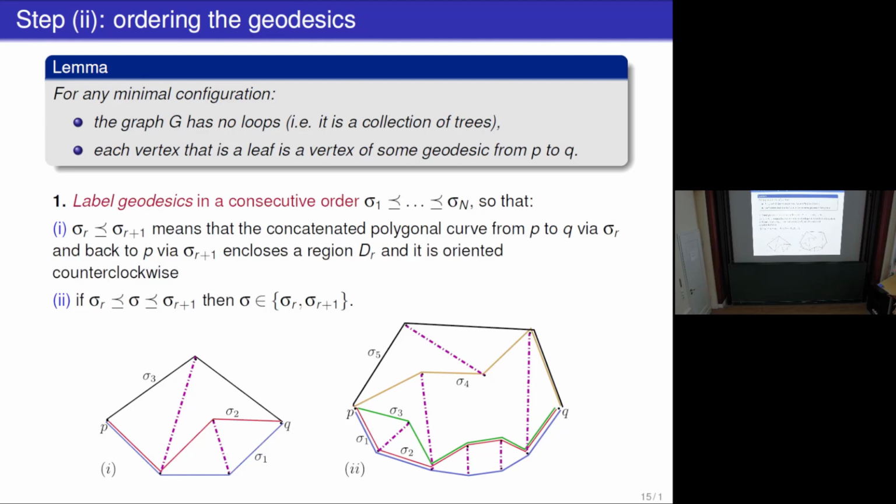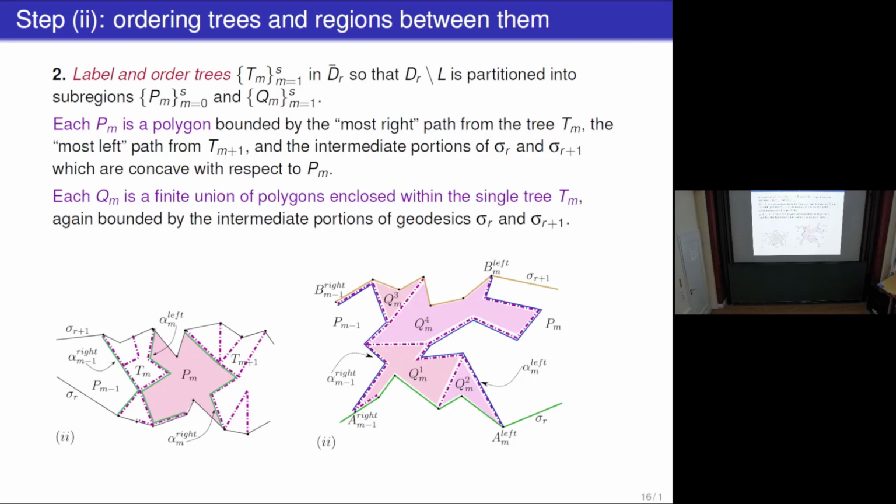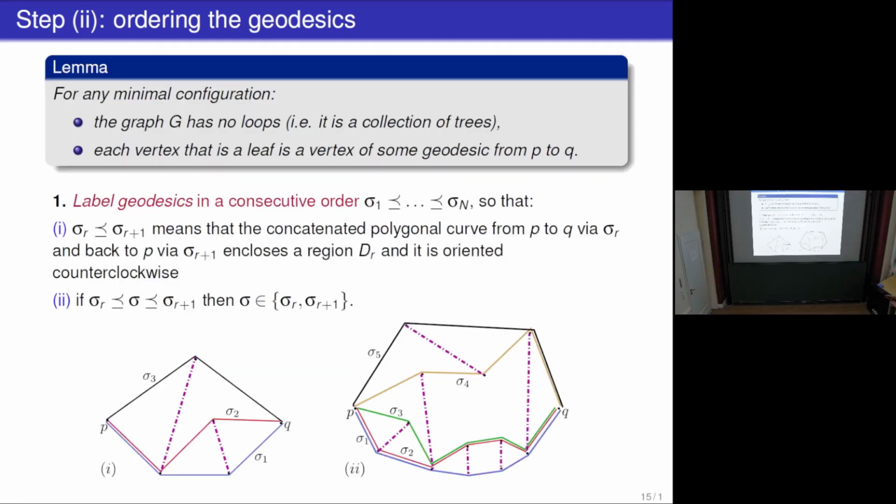In between, I mean that if you go by sigma 2 and then come back by sigma 1, this is, grosso modo, the boundary of a positively oriented polygon in the plane. So this is sigma 2, then you have sigma 3, then sigma 4, and then sigma 5. Okay? So this is the partial ordering. And now I'm going to label the trees and label the areas between geodesics. Okay? So maybe first look at this picture.